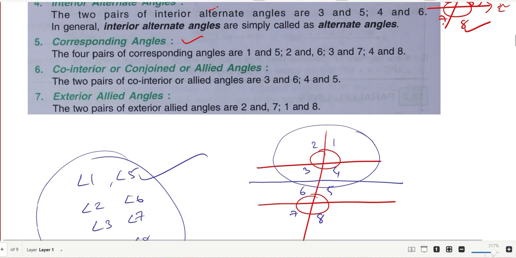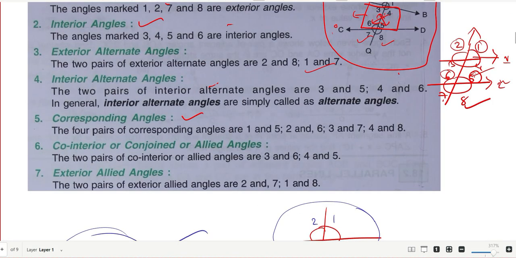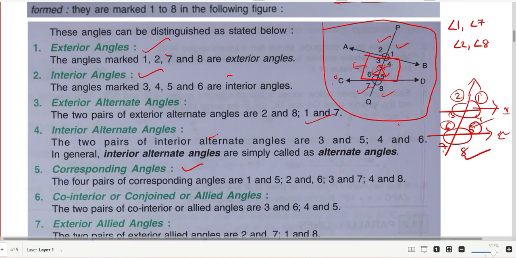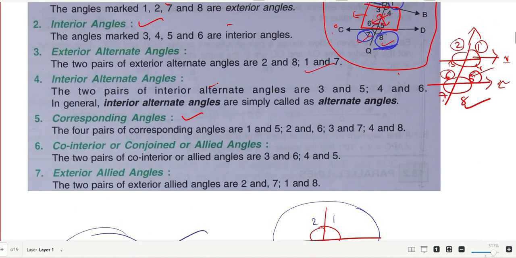In the same manner, I already told you that exterior angles are classified into two types. One is alternate exterior angles, and the other one is what? Allied exterior angles. Allied exterior angles means what? They are non-adjacent exterior angles which are on the same side of the transversal, like angle 2 and angle 7. These are exterior angles on the same side of the transversal. In the same manner, angle 1 and angle 8 are said to be allied exterior angles, or else we say co-exterior angles. We also call them co-exterior angles.